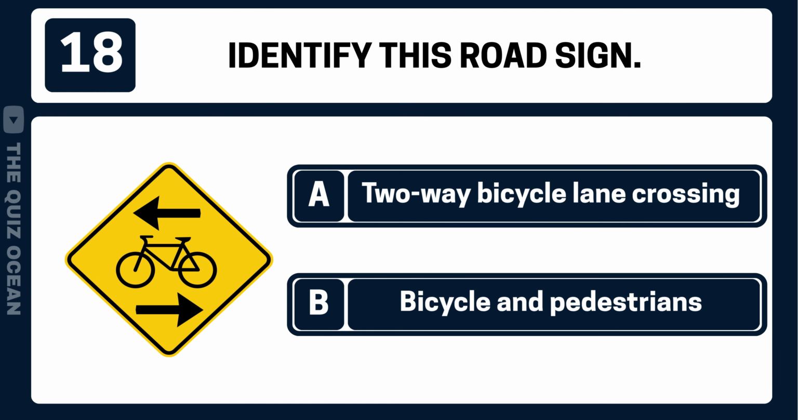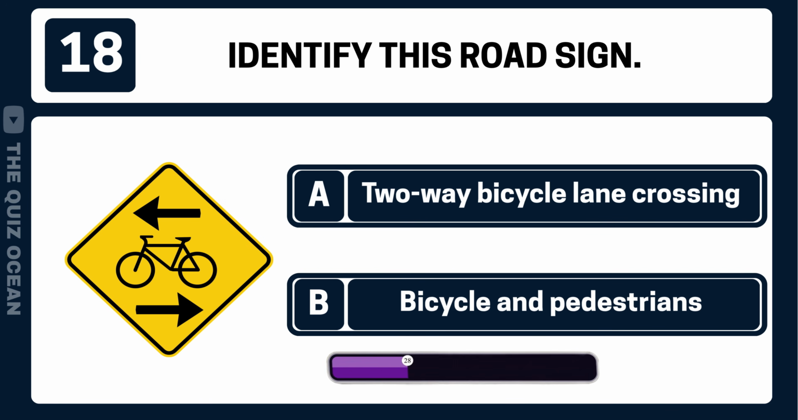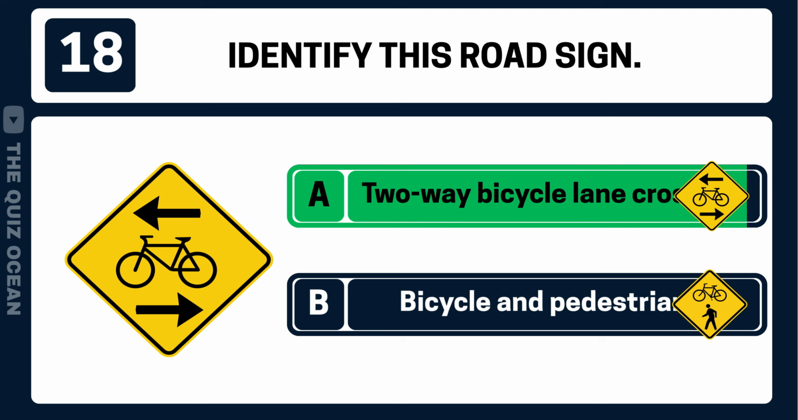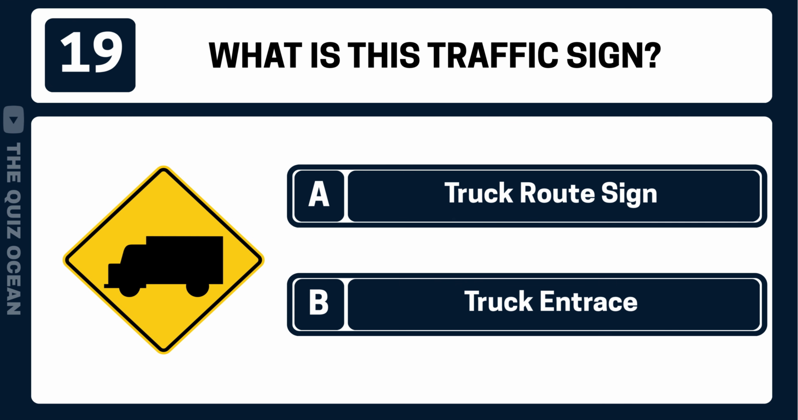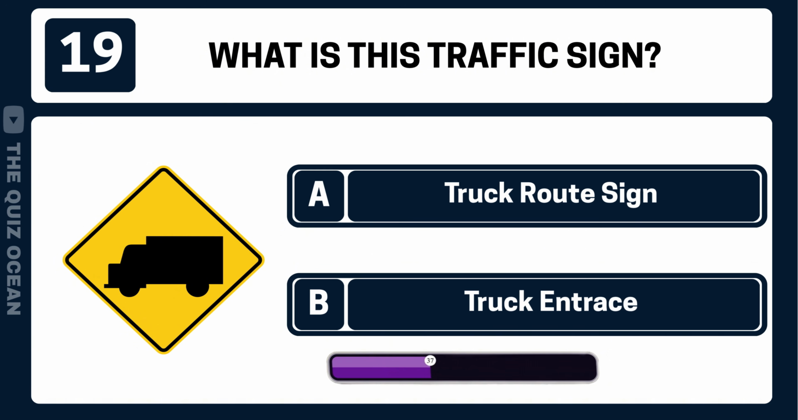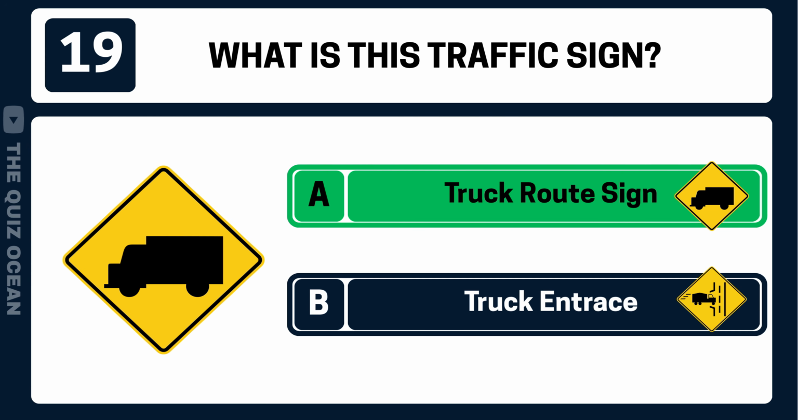Identify this road sign. A. Two-way bicycle lane crossing. B. Bicycle and pedestrians. Well spotted. It is the two-way bicycle lane crossing sign. What is this traffic sign? A. Truck route sign. B. Truck entrance. Perfect. It is the truck route sign.